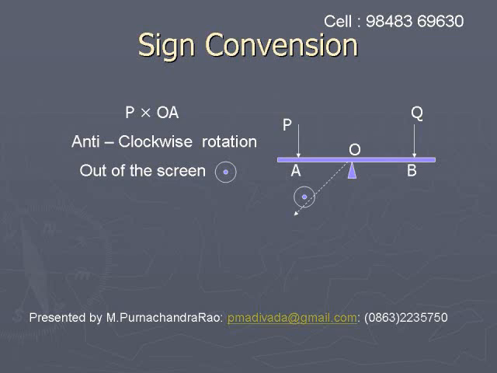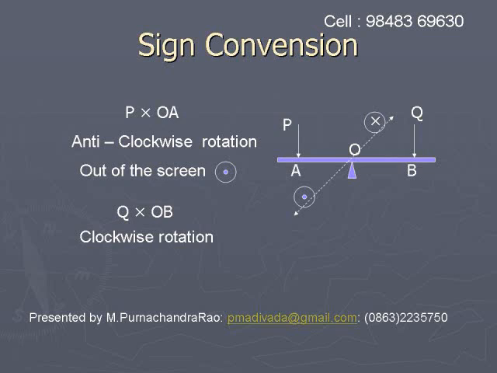So, whenever the rotation is in the anti-clockwise direction, the torque will be perpendicular to the plane and out of the plane, indicated by a dot in a circle. If you consider the force Q, this force Q rotates the rod in the clockwise direction. The magnitude of the torque created by Q is Q into OB. This torque is situated into the screen.